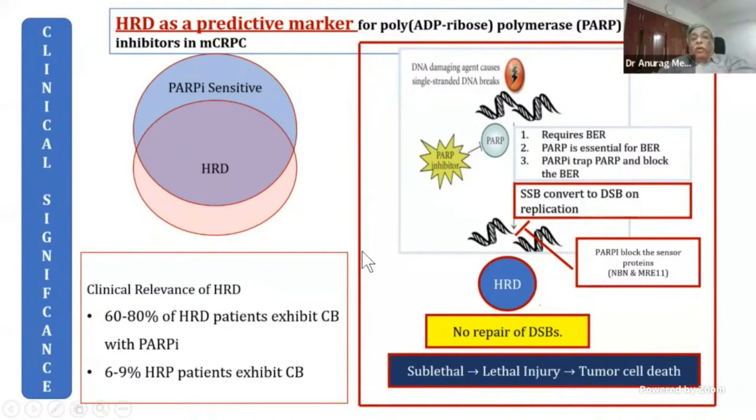And we all know that the PARP inhibitors block PARP, which is poly-ADP ribose polymerase, required for repair of single strand breaks. Once the single strand break is not repaired, during replication it is converted into a double-stranded break. And in the setting of a deficient homologous recombination repair pathway, no repair of double-stranded breaks occurs. These double-stranded breaks accumulate to the extent that a sublethal injury becomes a lethal injury, resulting in cell demise.